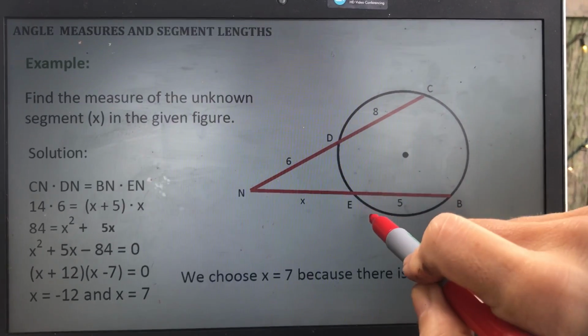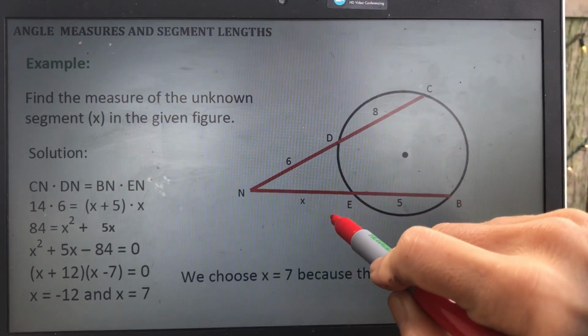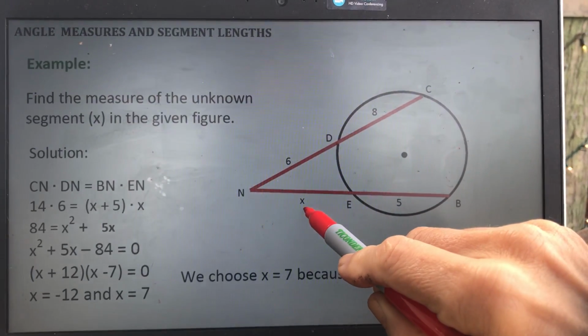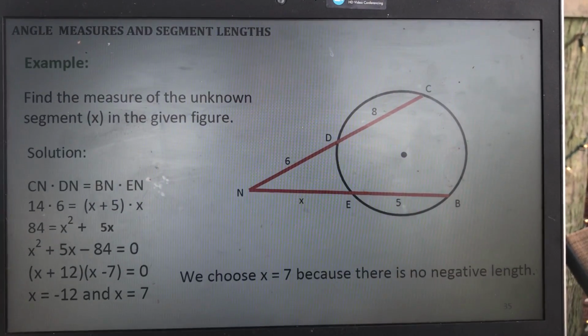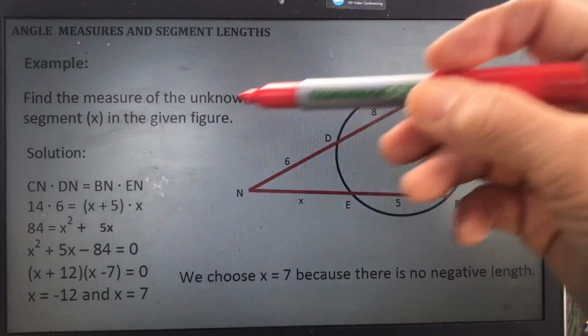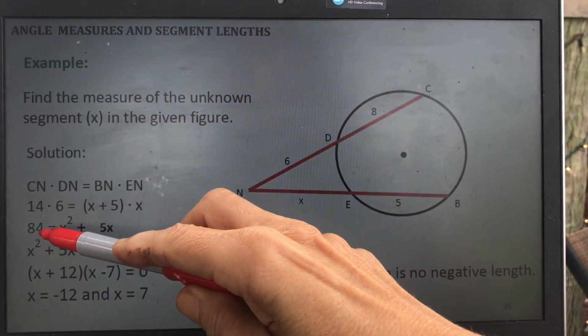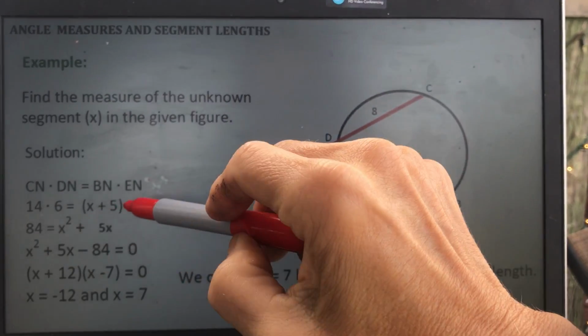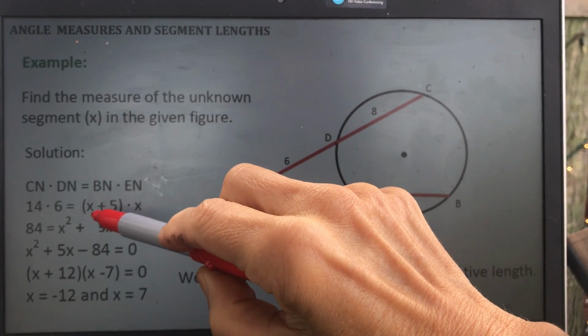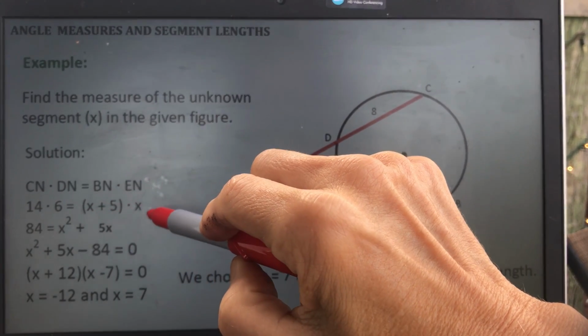And the distance from E to N is going to be equal to what? To x, which is our unknown variable. Now, how do we solve this equation? 14 times 6 is going to be equal to 84. So 84 is going to be equal. On the right side of the equation, we have to multiply x plus 5 times x.